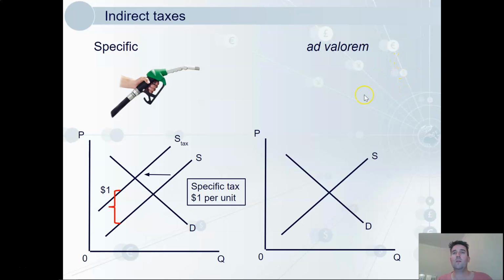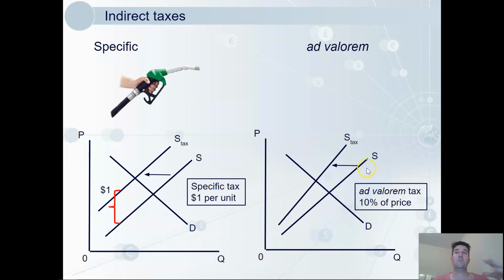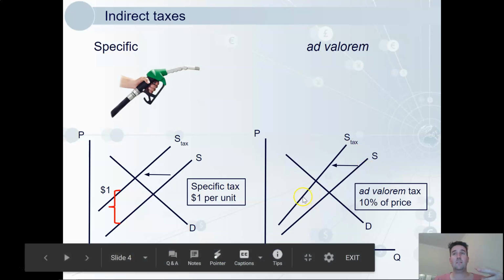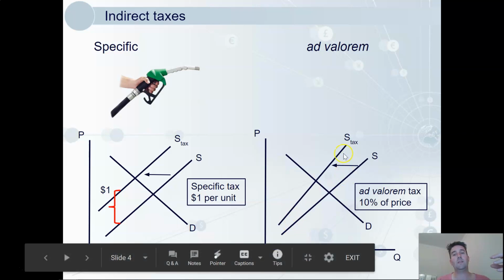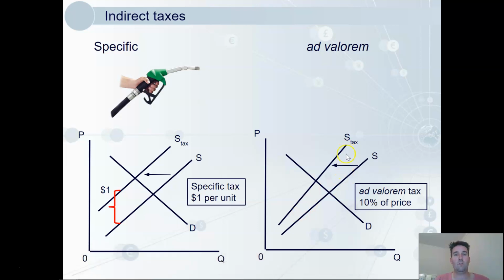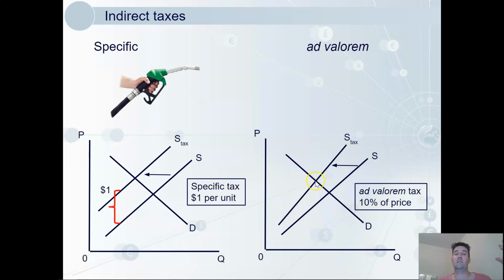With an ad valorem tax, the new supply curve will actually drift away from the original supply curve because it's a percentage of the new price. As the price rises, the amount producers pay in tax increases. An example of an ad valorem tax is the GST. That's when 10% is added to the original price. So of course 10% of $2 will be 20 cents, but 10% of $10 will be $1. So the difference between the curves will increase as the price goes up.